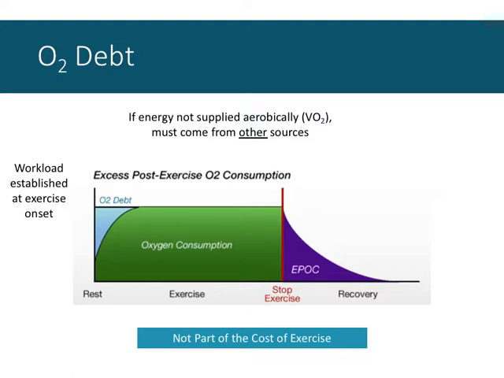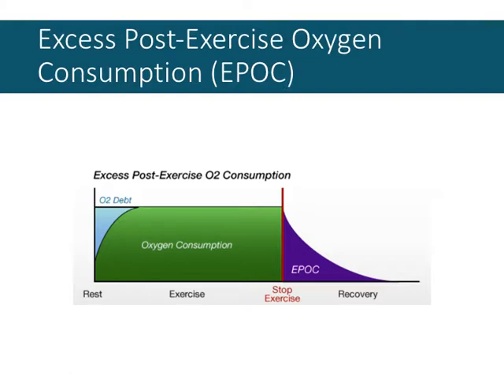So this is balanced by EPOC in the recovery phase, where again, aerobic metabolism is not matching the demand. The demand is largely reduced when exercise is done, yet for some reason, oxygen consumption stays elevated. For the longest time, I know a lot of papers tried to match, compare, and predict or equate the two, thinking that this is simply repayment of the energy that was borrowed at the onset of exercise.